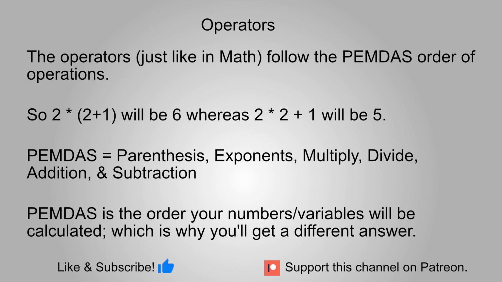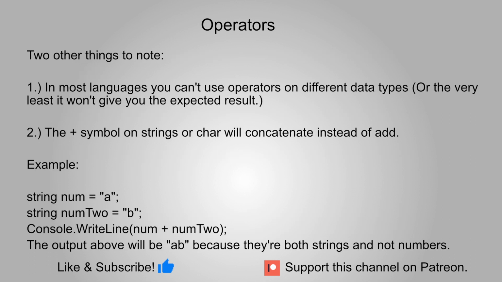I'll mention 2 more things. You cannot, in most languages, use operators on different types of numbers or variables, or it'll give a different result than you expected. The plus symbol with strings and the char data type will concatenate instead of adding. That means that A plus B in this example will actually display AB as the output. It's called concatenation.